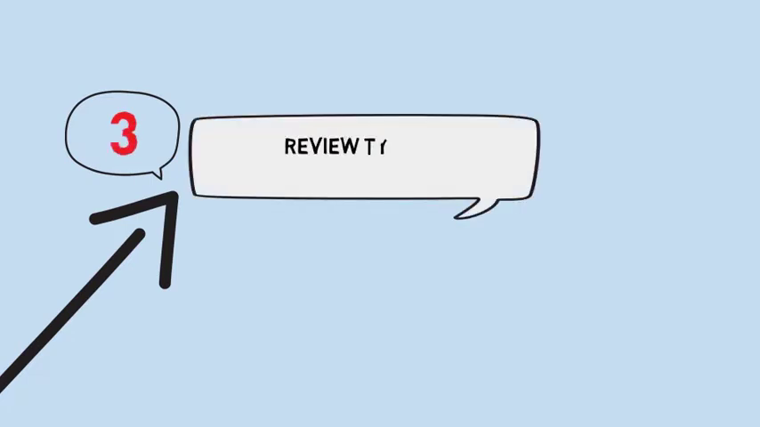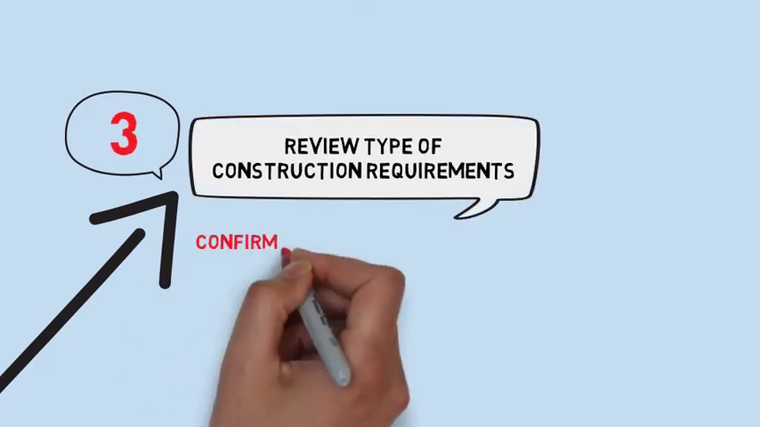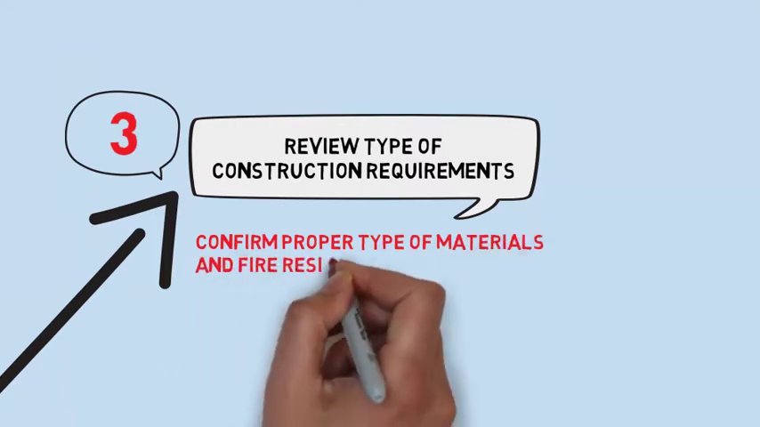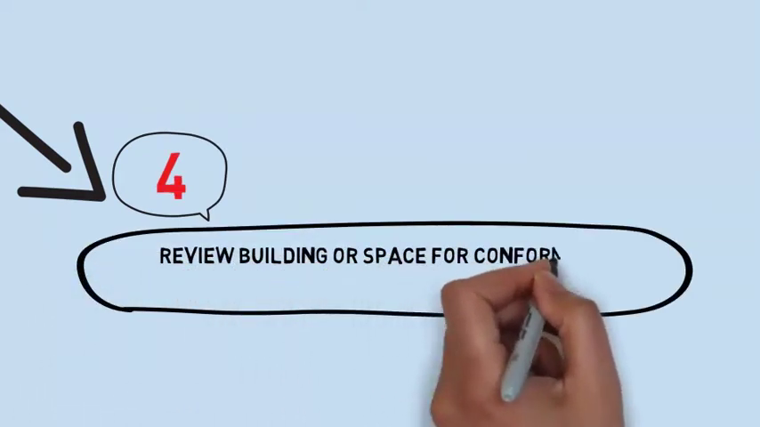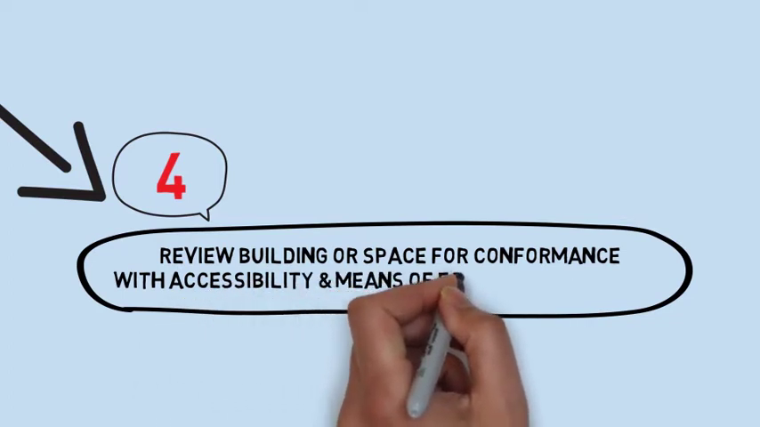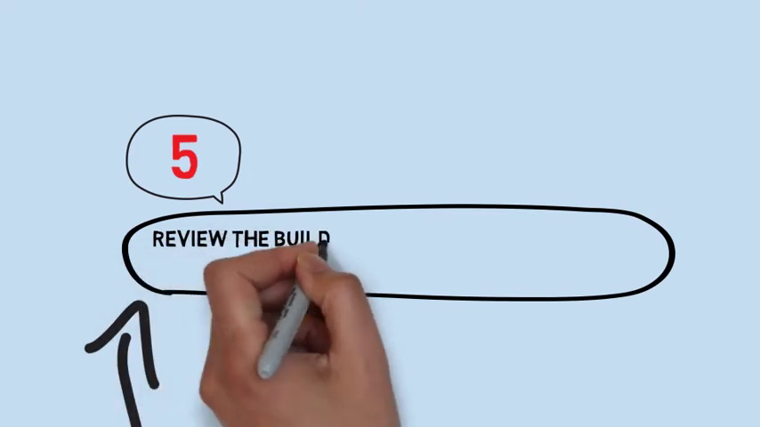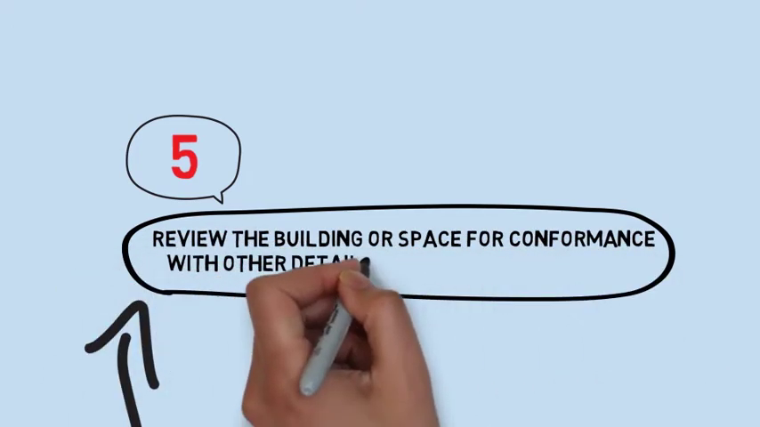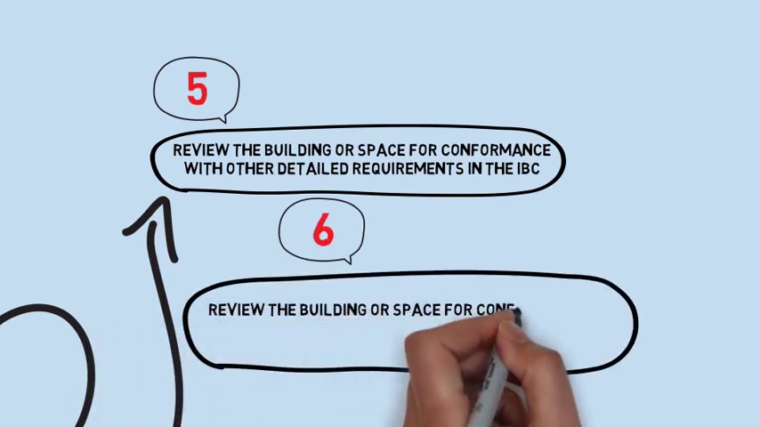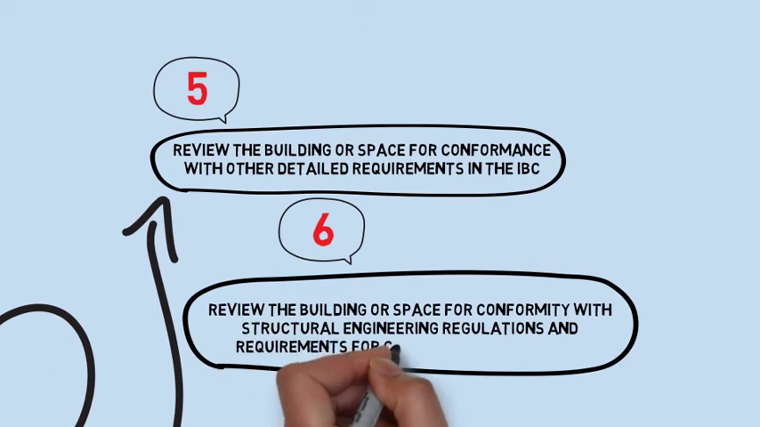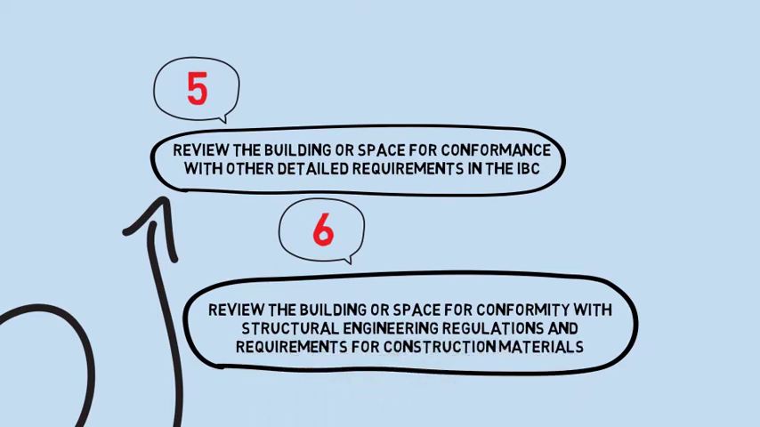3. Review type of construction requirements. A. Confirm the proper type of materials and fire resistance ratings based on the type of construction. 4. Review the building or space for conformance with the accessibility and means of egress requirements. 5. Review the building or space for conformance with other detailed requirements in the IBC. 6. Review the building or space for conformity with the structural engineering regulations and requirements for the construction materials.